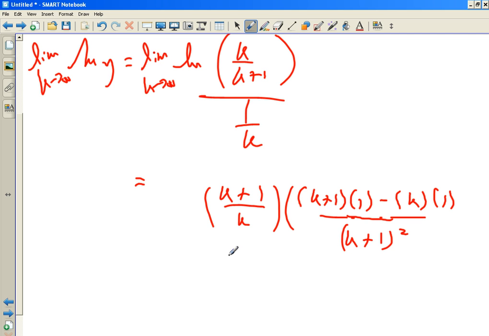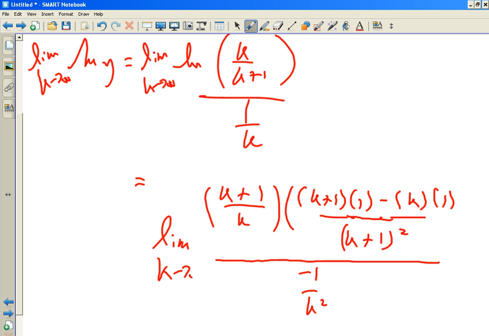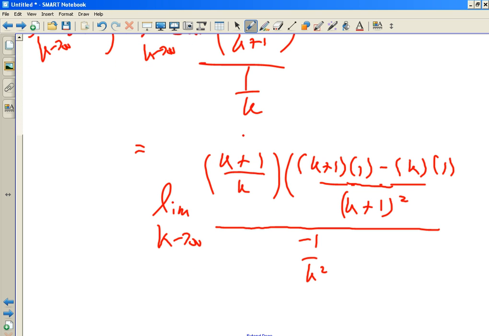That's the derivative of the top. What's the derivative of the bottom? This is k to the negative 1, so the derivative would be negative 1 k to the negative 2. In other words, negative 1 over k squared. And can you take that limit? Well, it looks worse, but things simplify before you take the limit.